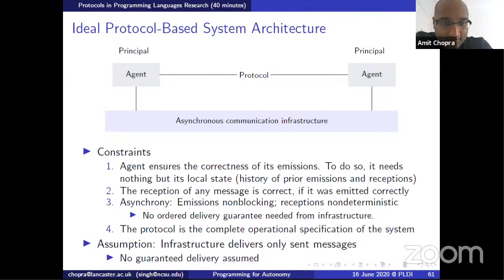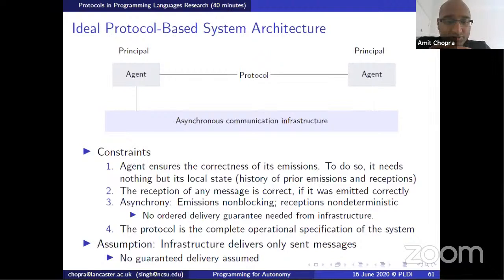The reception of any message is correct whenever it happens, provided it was emitted correctly, which really captures the notion of causality: if a message was emitted correctly, then it should be received correctly. Its reception must be correct whenever it happens. You cannot say that a reception is correct if it happens in this order relative to other receptions and emissions by the agent. If you say that, then you're really restricting your architecture too much. And if you have one and two, that really gives us asynchrony, that the emissions are non-blocking.